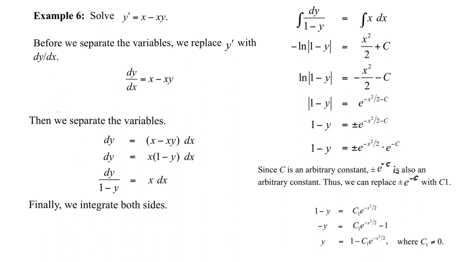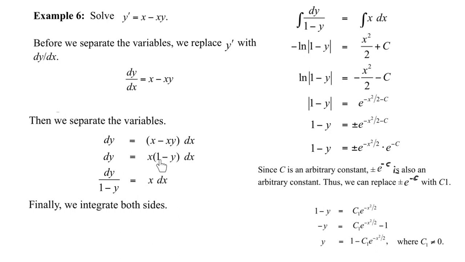So first we will try to separate the variables. That means y is on one side and x is on the other side, like that. So y prime you can write as dy over dx, and the right side is x minus xy. Multiply both sides by dx, so you will get dy equals x minus xy times dx. Then factor out x. x is a common factor, so x times 1 minus y dx.